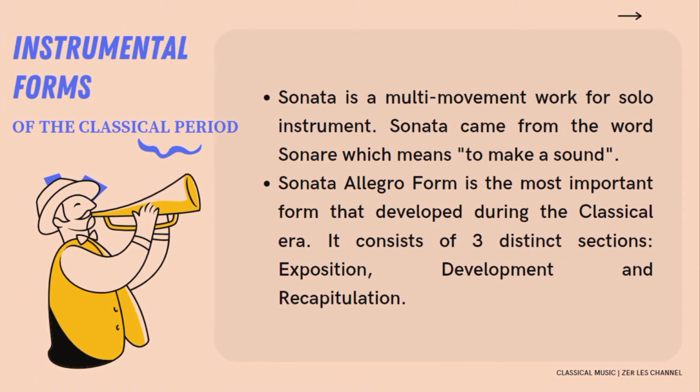Now, let's discuss the instrumental forms of the classical period. First is the sonata. Sonata is a multi-movement work for solo instrument. Sonata came from the word sonare, which means to make a sound. Second is the sonata allegro form, which is the most important form that developed during the classical era. It consists of 3 distinct sections, which are exposition, development, and recapitulation.